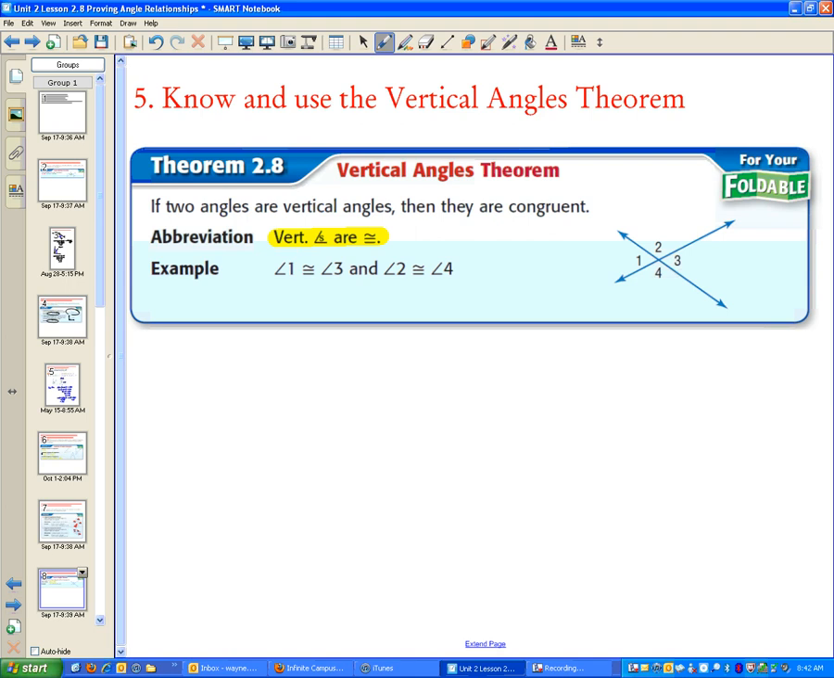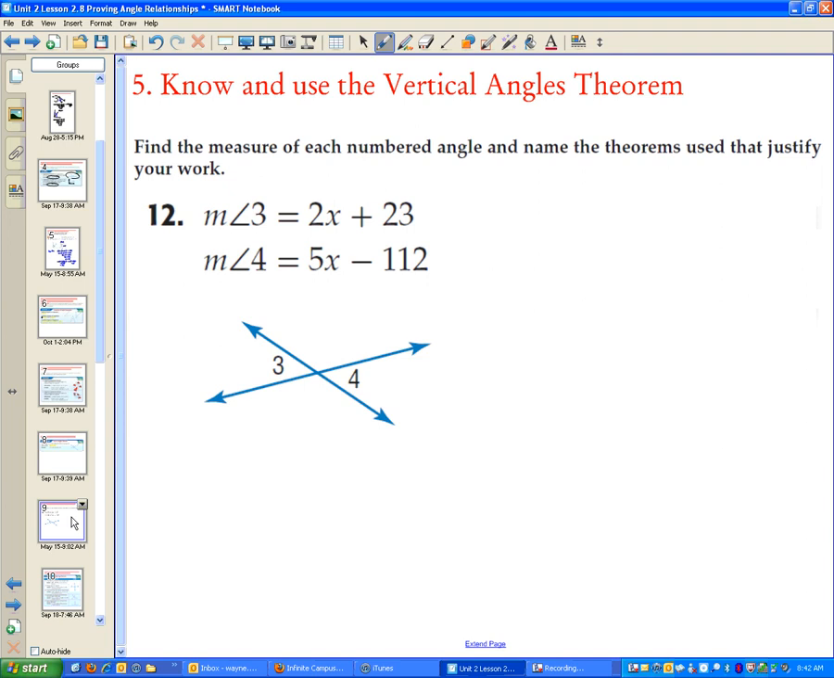I'll do both things. You may ask me, what's the justification for this? I may say vertical angles theorem. You say, oh yeah. I may say vertical angles are congruent. You'll say, oh yeah. Either way, right? I don't care. We're going to call it both things. We're going to actually state it: vertical angles are congruent. We're going to call it its name, vertical angles theorem. Bet you can't do number 12.